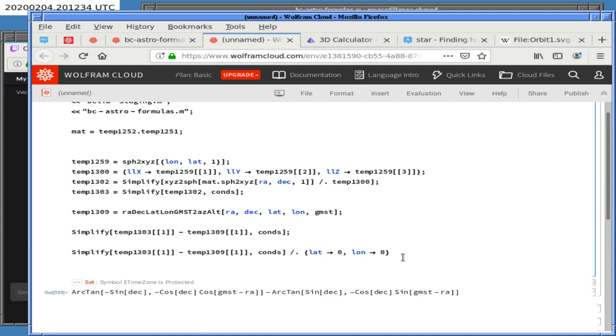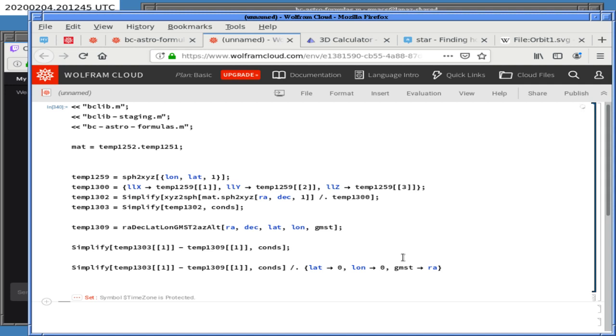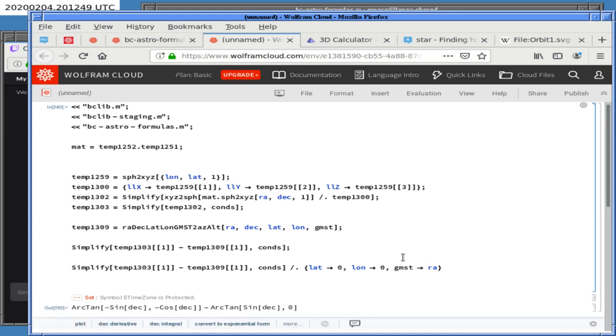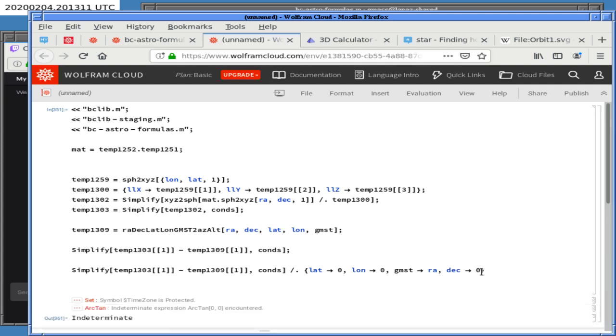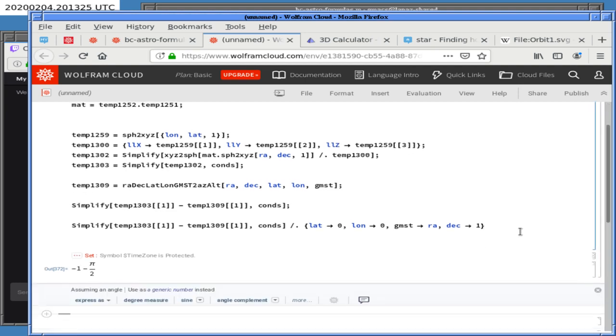So this is going to force inequality, I think, but there's a method to my madness. That is not zero. That is not zero, even if declination is zero, I don't think. Indeterminate. Okay. So now I'm just going to set declination to 1 radian, and the point is that this is not going to be 0. Yeah. Minus 1 minus pi over 2 is not 0. So I have clearly screwed something up.